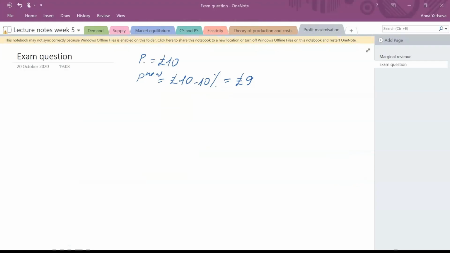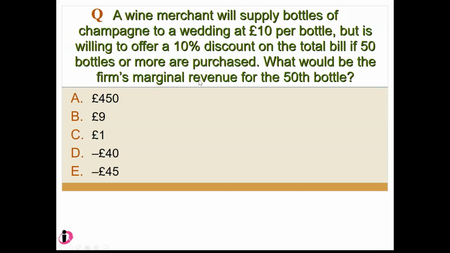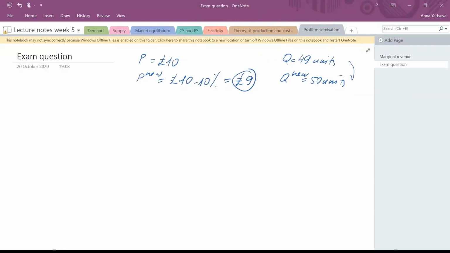So let's have a look. This price P will be correct for quantity equal to 49 units. However, if 50 or more units are purchased, then the new price will be offered. So these are the data which are available to us. And now we'll need to calculate the marginal revenue for the 50th bottle. So how total revenue for the company will change if it's increasing its sales from 49 to 50 units. So how exactly we will be able to change our total revenue when we jump in our production from 49 to 50. So let's calculate our marginal revenue.